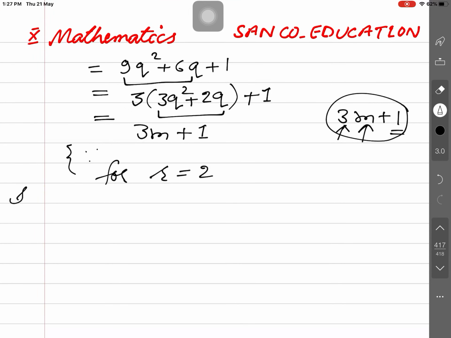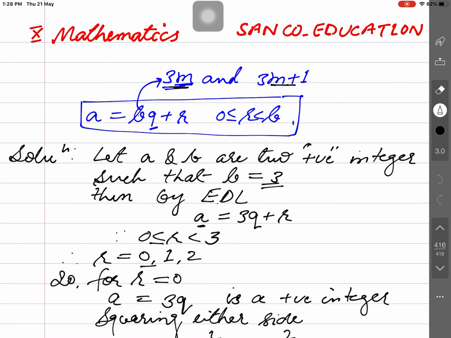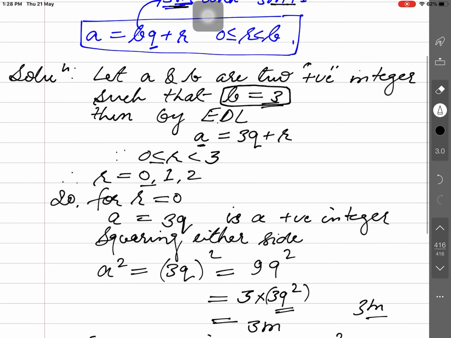So, solution number 5. How can we solve this? The first is 9m, the second is 9m plus 1 and the third is 9m plus 8. These are the three numbers. So anybody can think that sir, we will suppose b is equal to 9. No. If you suppose that, the method is the same here, you may see. If we suppose b is equal to 9, then in that solution, how many values of r will come here? 0, 1, 2, 3, 4, and more will come here.